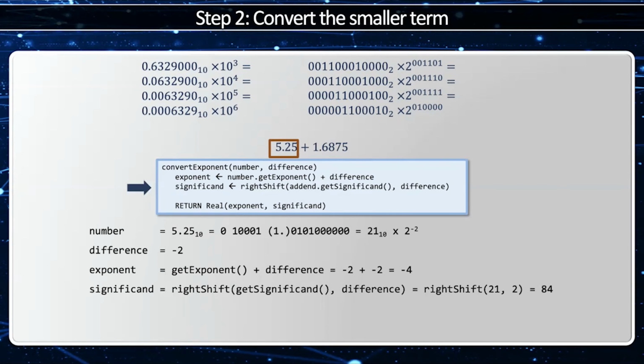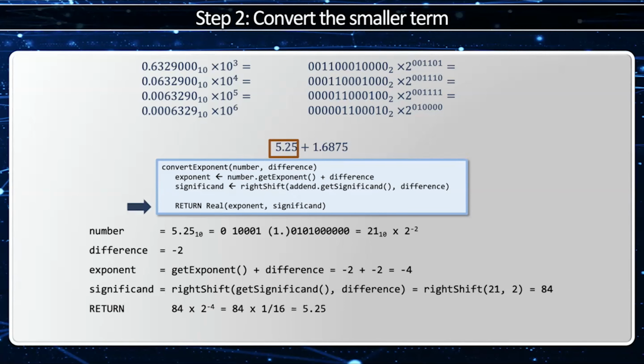And my significand will be computed by saying, get the significand, which is 21, and the difference, -2, and I'm going to right shift it by -2. And right shift by -2 is going to take 21 and multiply it by 2 squared, or 2 to the 2, which is 4. 21 times 4 is 84. And therefore, my final number is going to be 84, which is my new significand, times 2 to the -4, which is my new exponent.